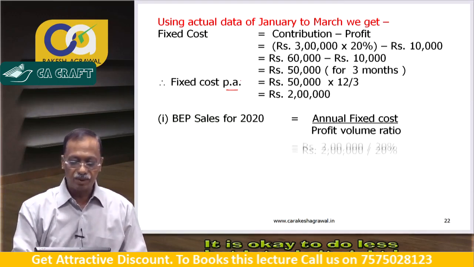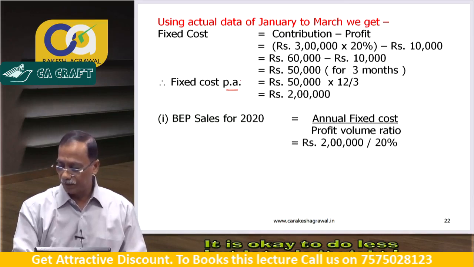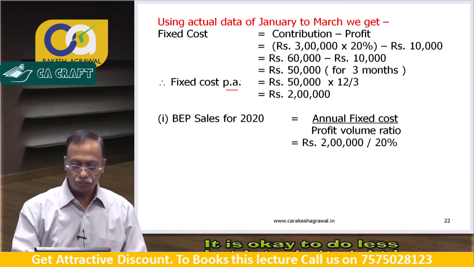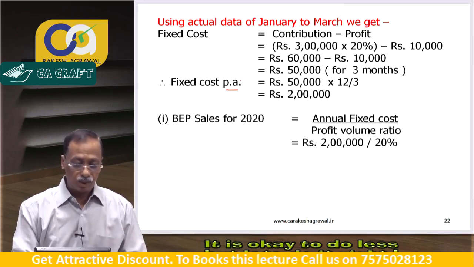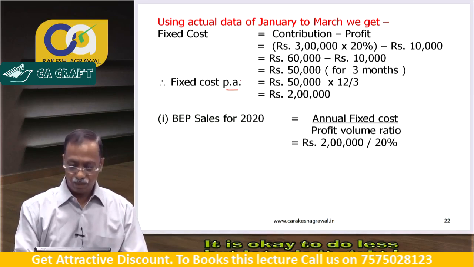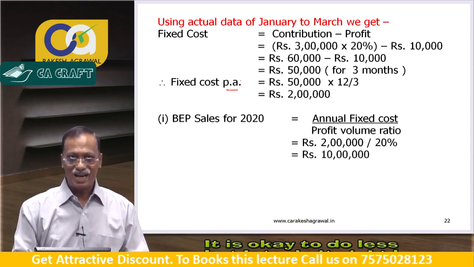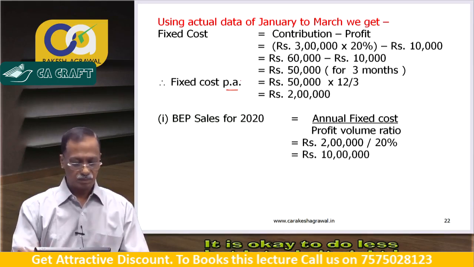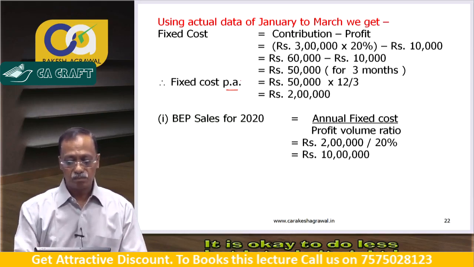Annual fixed cost divided by PV ratio is equal to 2 lakh divided by 20%, and that is equal to rupees 10 lakh. So your BEP sales is rupees 10 lakh. Right. Now I hope basic mathematics is at the same place.